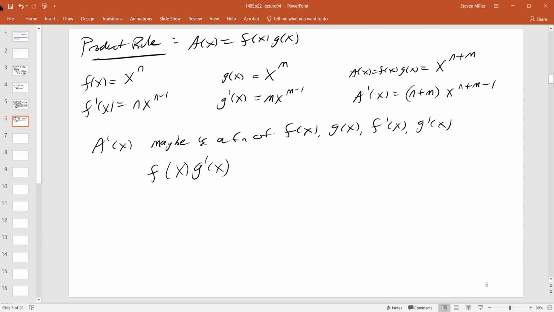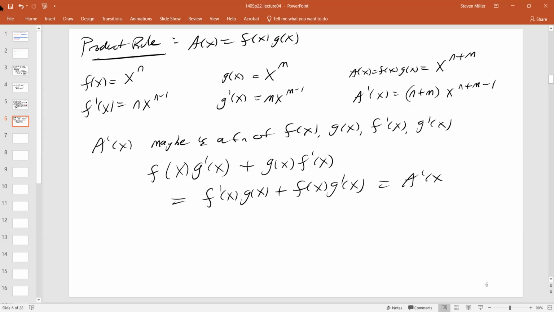Or if I looked at g of x, that's x to the m, how many powers do I need for that? I want to get to the n plus m minus 1. I've already got m. I need another n minus 1. Who can give me n minus 1 powers? F prime. And we would just write this as f prime of x, g of x, plus f of x, g prime of x. This is a better way to write it. You start off with the first function, its derivative, and you always do the order f, g, of g. And it turns out this does equal a prime of x. This is evidence. It's not a proof, but it's evidence.